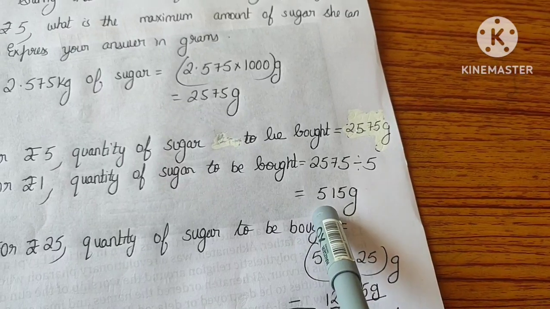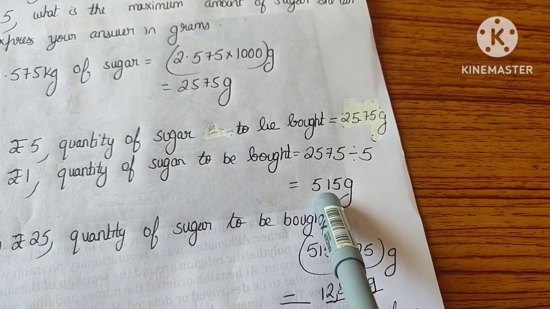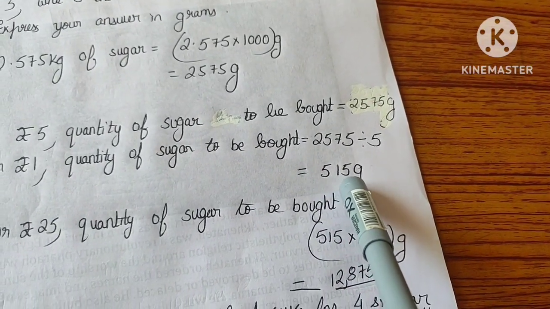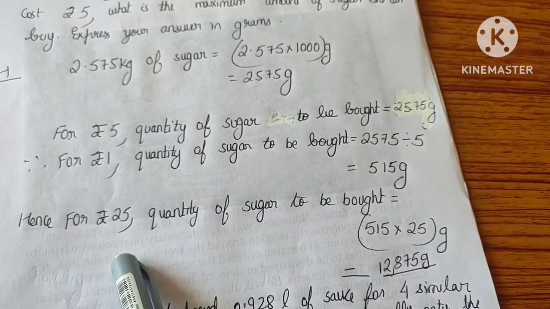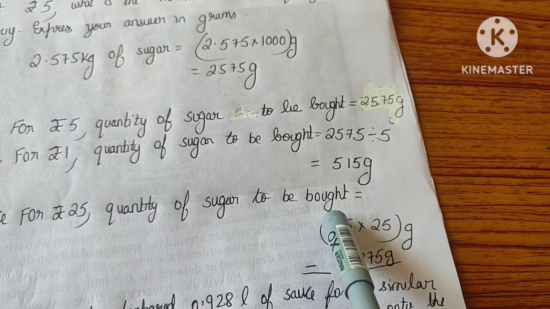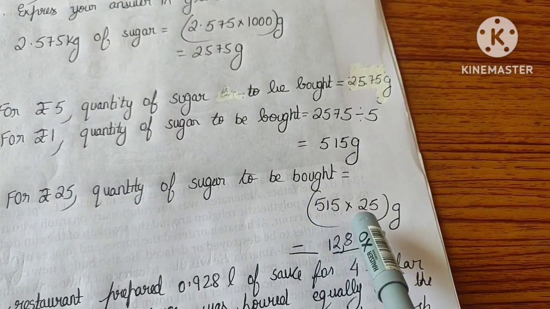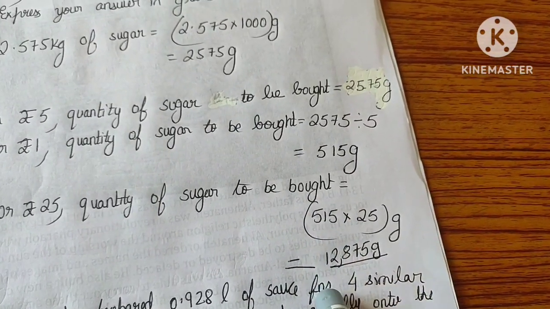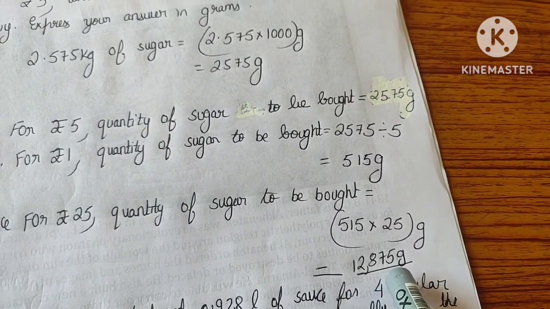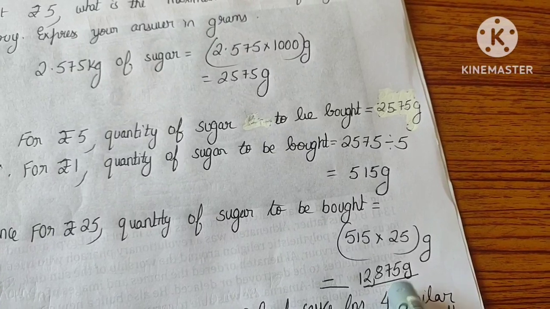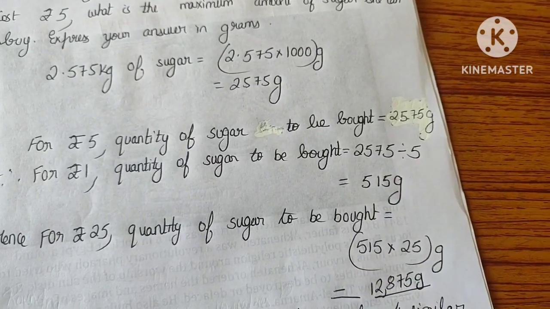We can do it mentally also, and we can show it in the rough column also. It comes out to be 515 grams. And we have to find, hence for rupees 25, quantity of sugar to be bought is equal to 515 into 25, and we would be getting the answer 12,875 grams. Okay, in this way we are going to solve this word problem.